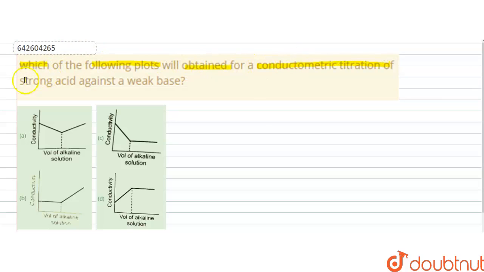Hello students, the question is, which of the following plots will be obtained for a conductometric titration of a strong acid against a weak base? So in this question we have to find out the correct graph or plot for the conductometric titration of strong acid and weak base.